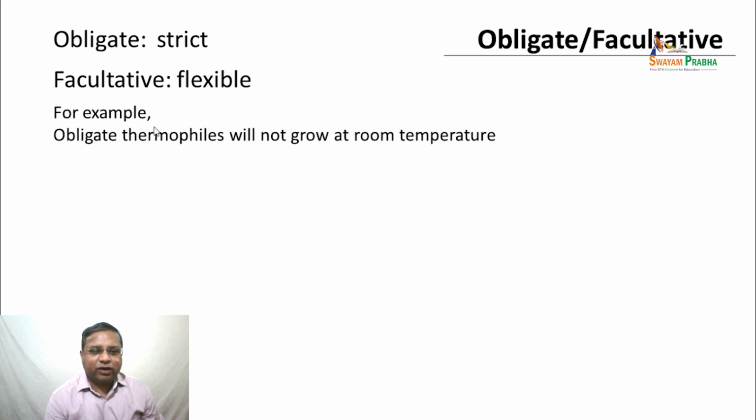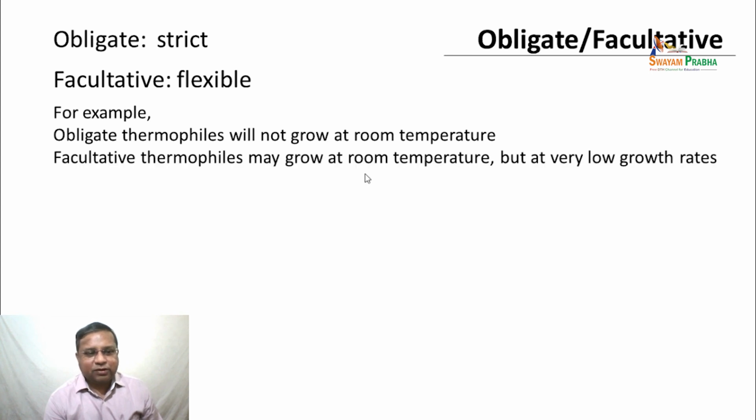Strict thermophiles will grow only at high temperatures. They will not grow at room temperatures, or they will not grow at temperatures that are not their optimum, or that are not high. Okay, that's what obligate thermophiles mean. Whereas facultative thermophiles may grow at room temperature but at very low growth rates. They'll still grow, but their growth rate, of course, will not be the optimum. That will be much lower than the optimum, but they will at least grow. Okay, so they are somewhat flexible. They can adapt to the lower temperature conditions, or they can multiply under the lower temperature conditions, but at much slower rates.